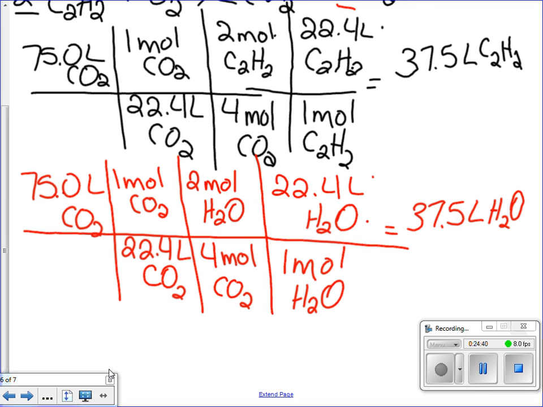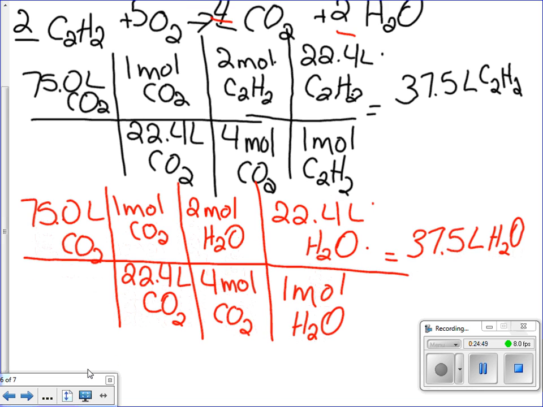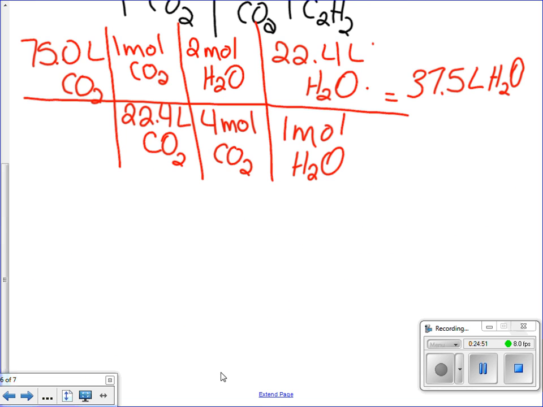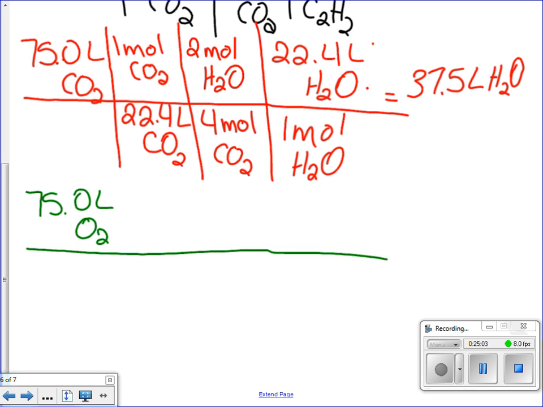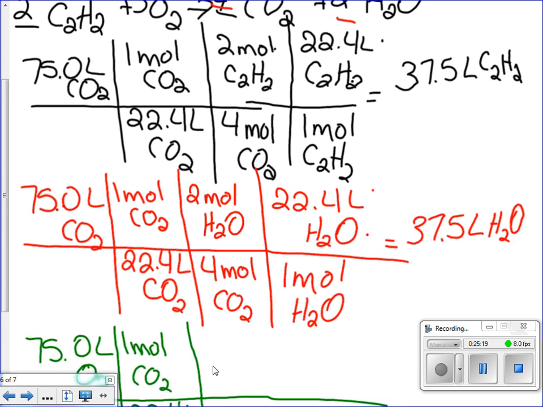And then letter C. What volume of O2 is required? So we're going to set up the exact same set of T-charts, but this time we're going to use oxygen gas. Still got to use our 22.4 liters so that it cancels out. We're going to look at our balanced chemical equation and see what our mole ratio is.